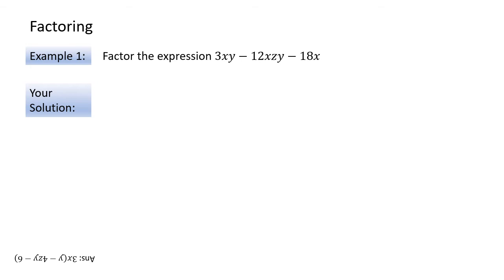So the first thing you see here, I see an x, an x, and an x. So my first thing I know I can take from all of them is x. So if I do that, I have x, and if I remove it from each, I'm left with 3y minus 12zy minus 18. Okay? So you can do this in steps, or you can do it all in one shot. Okay, it's totally up to you.